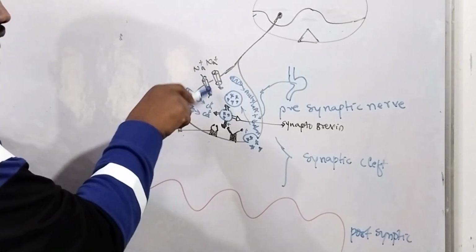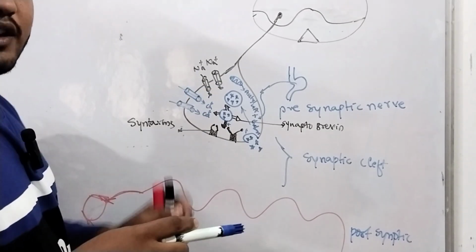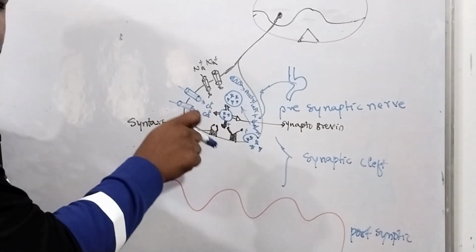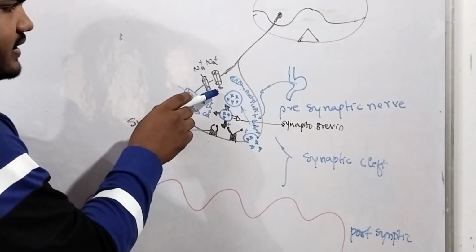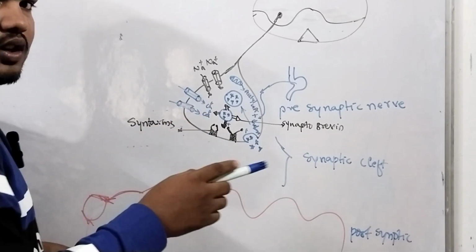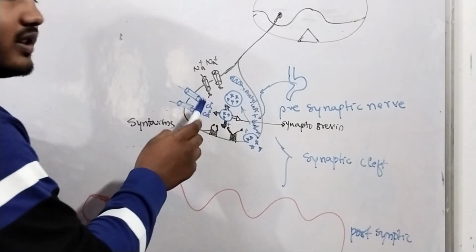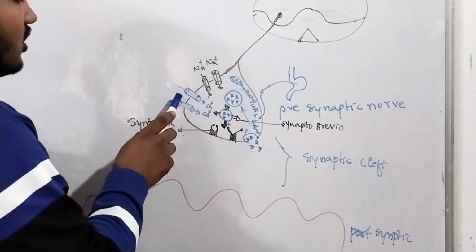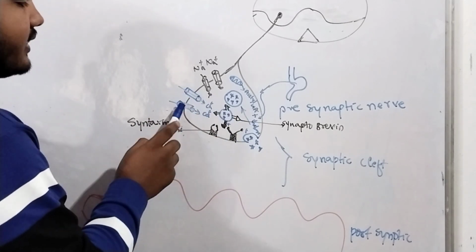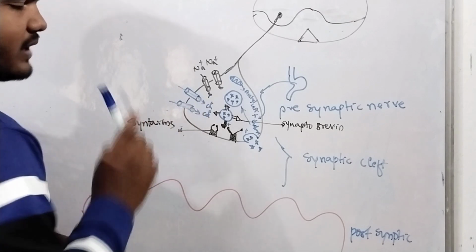When there is an increased sodium influx in this nerve, a depolarization wave will occur. At the presynaptic membrane, when there is a depolarization of the nerve, the voltage-sensitive calcium channels, or voltage-gated calcium channels, will open, and that allows calcium to influx.